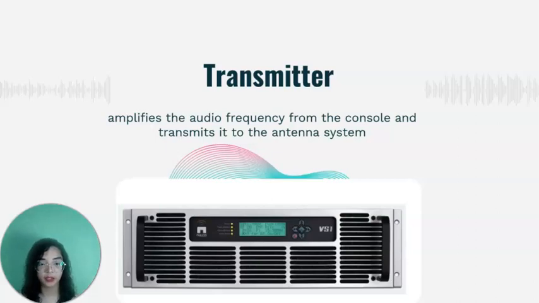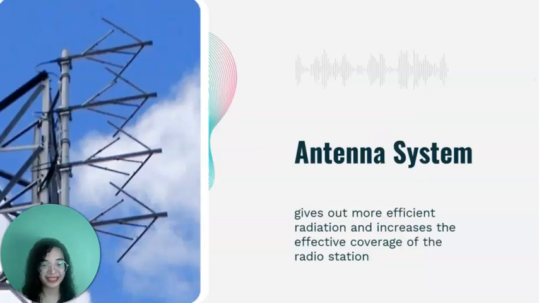And aside from that, the transmitter is also used in wireless microphones to transmit the audio from the microphone to the speaker. And last but not the least, we have here the antenna system. Antenna or the aerial is the metal rod or dish that catches radio waves and turns them into electrical signals. So this equipment gives out more efficient radiation and increases the effective coverage of the radio station.